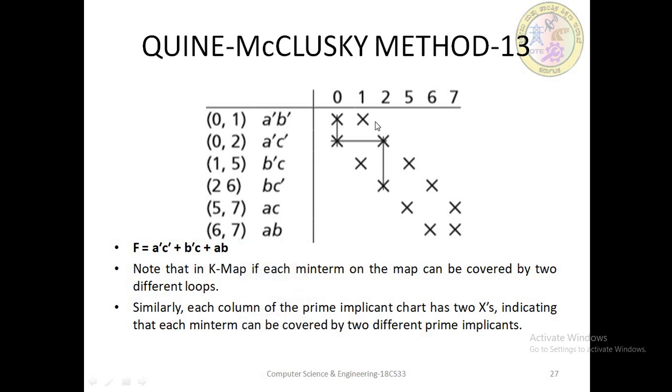Okay, and here we are trying to note that in the K-map, each minterm on a K-map can be covered by two different loops. Similarly, each column of a prime implicant chart has two x's, indicating that each term can be covered by two different prime implicants. That's true. That means if there are two terms here, it can be covered by at least one prime implicant, considering that.